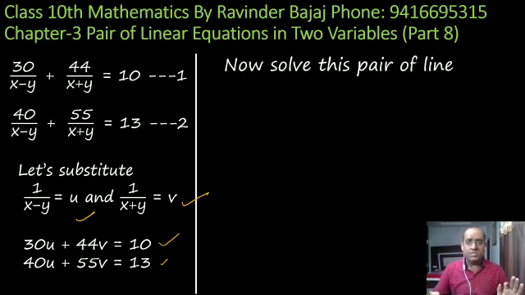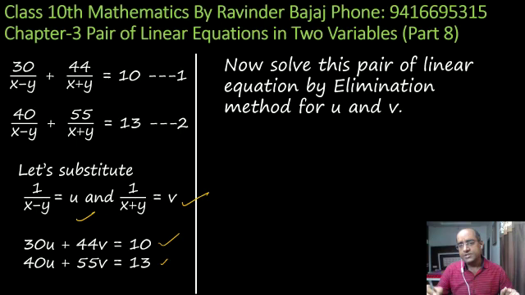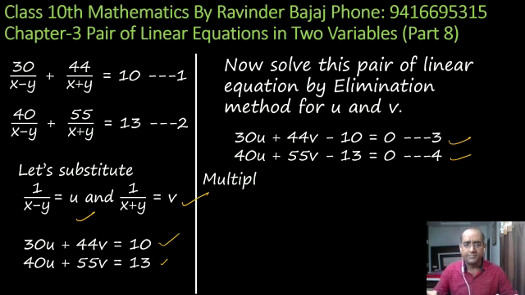Now solve this pair of linear equations by any method that you prefer. I am solving it using the elimination method, but you can prefer any method. 30u + 44v - 10 = 0, and 40u + 55v - 13 = 0. So these are two equations, say 1 or 2 or 3 or 4, equation numbers can be different.